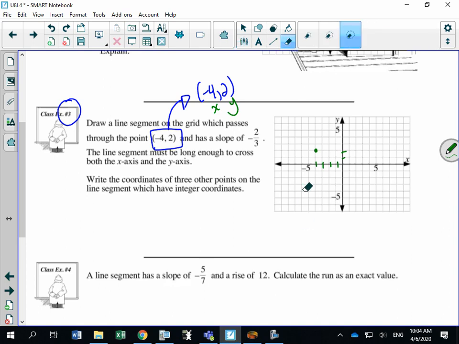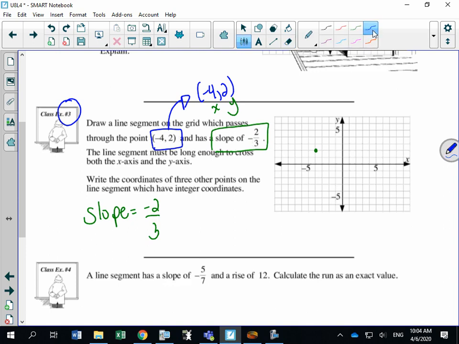Okay, I'm going to erase this. Then what it says is this, from this ordered pair, we're going to draw a line that has a slope of -2/3. So let's write that down. Slope is equal to -2/3. Now remember that slope is rise over run.